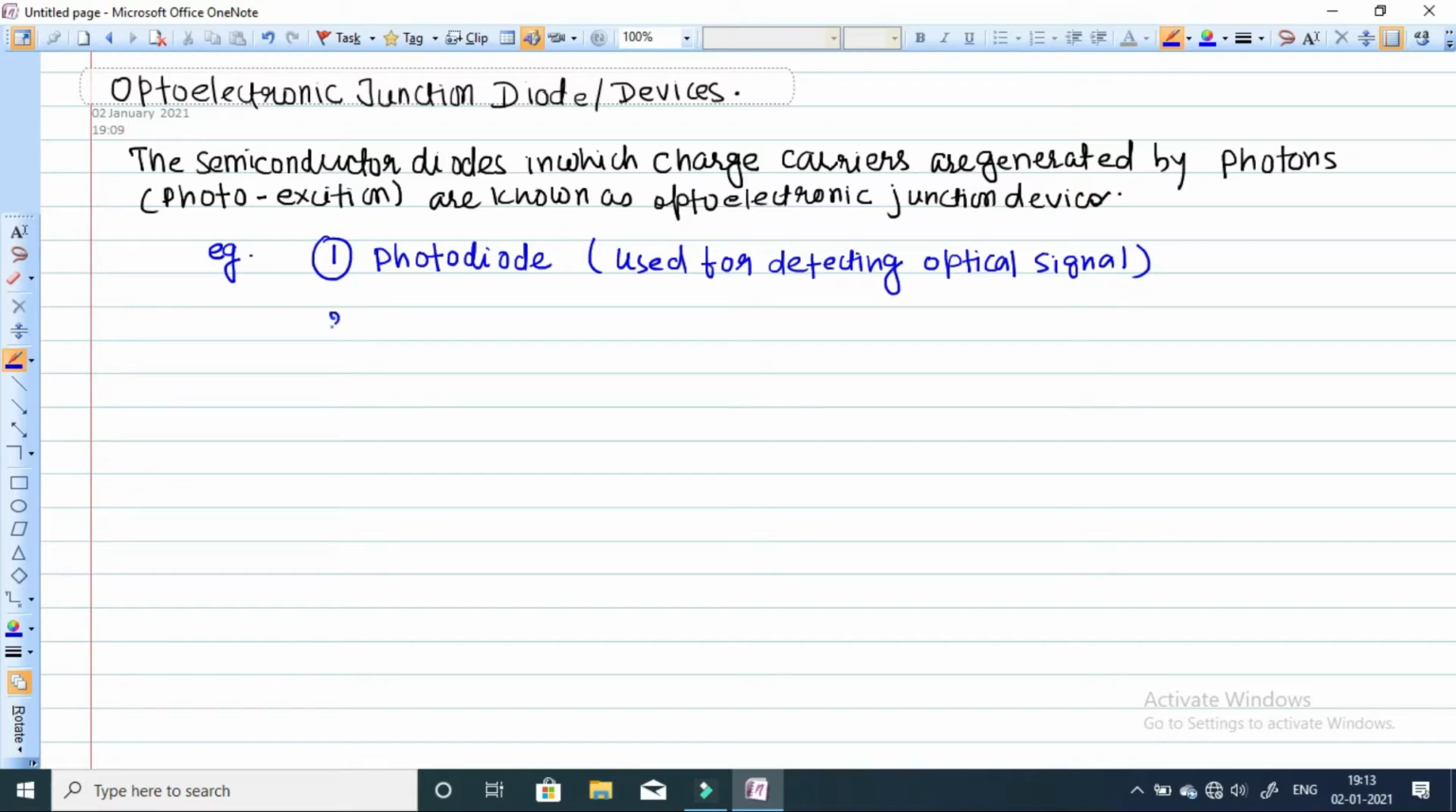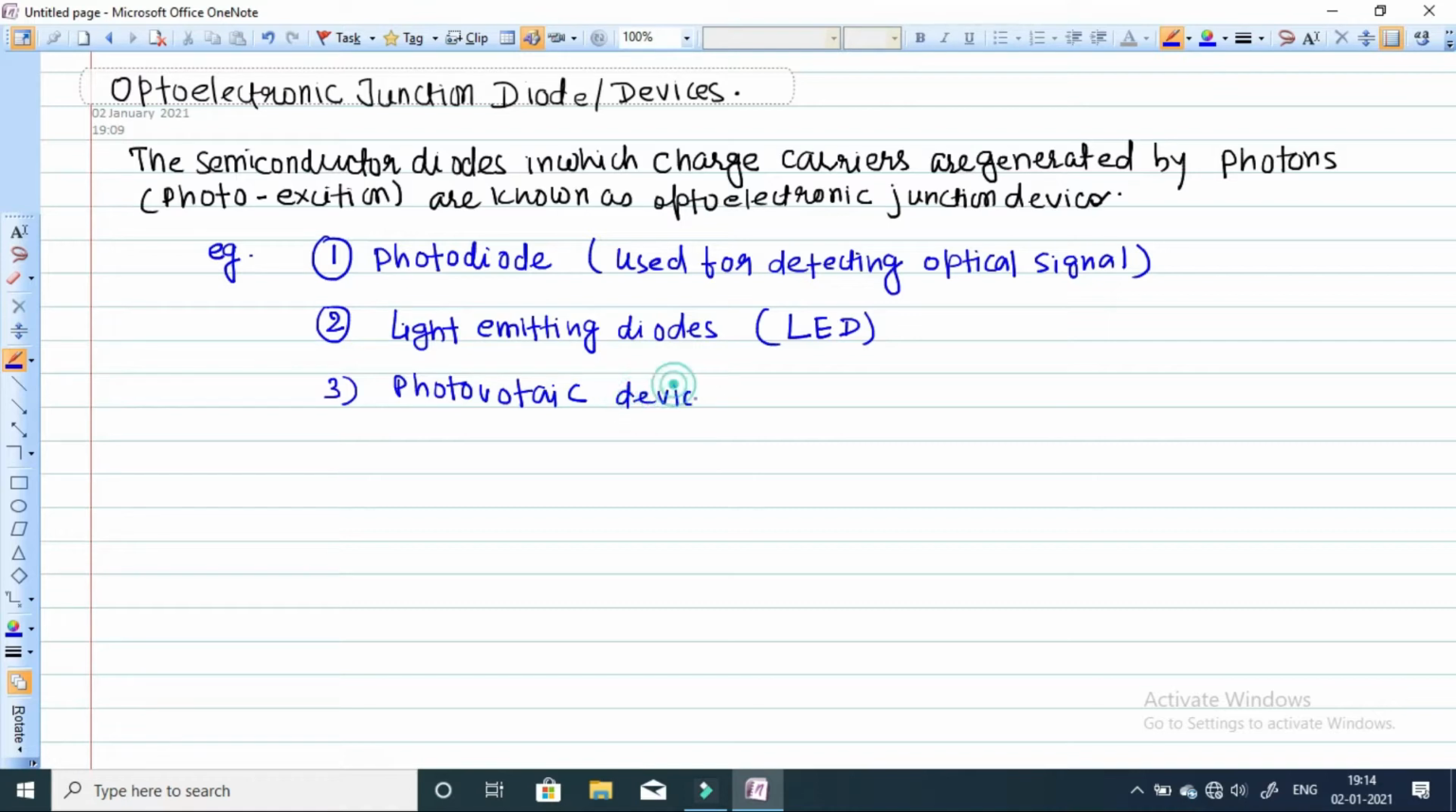And number two is light emitting diodes, LED, we call in short form LED, light emitting diode. And third is photovoltaic devices, they are also known as solar cell.